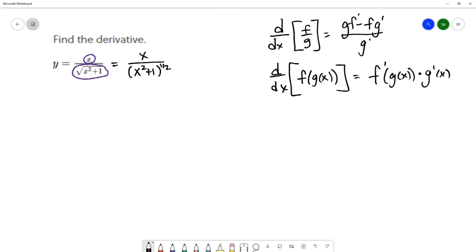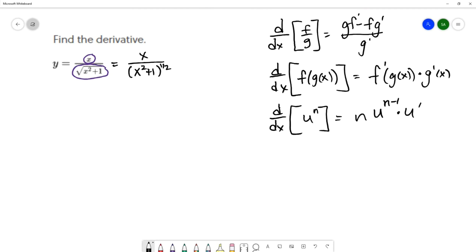Or you might recognize that the denominator fits the pattern of the general power rule. And the general power rule looks like this. If you have u to a power n and you want to calculate the derivative of that, it would be n times u to the n minus 1 times u prime. So this is a combination of the power rule and the chain rule together, and it's called the general power rule. This is what we're going to use in order to calculate this derivative.